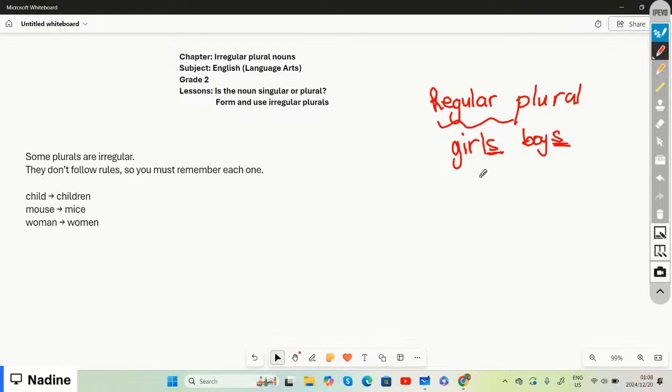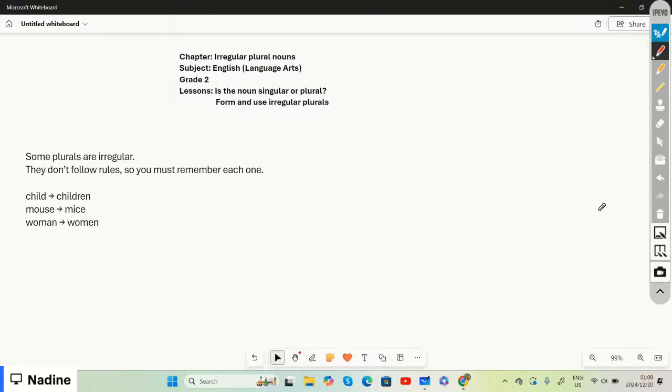One ball, two or more balls. So you see, we just added an S, right? But now when it comes to irregular plural nouns, we cannot just add an S to show that there's more than one of that specific word. If we look at these words over here, there's no rules that we need to follow. We can't say add S, add ES. You're just going to have to remember each one of the words.